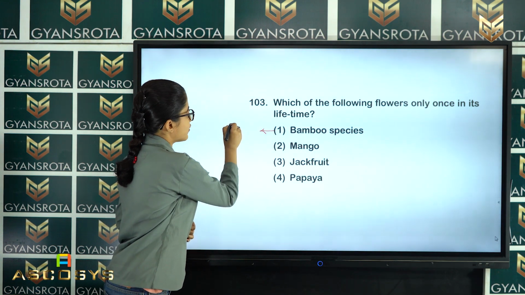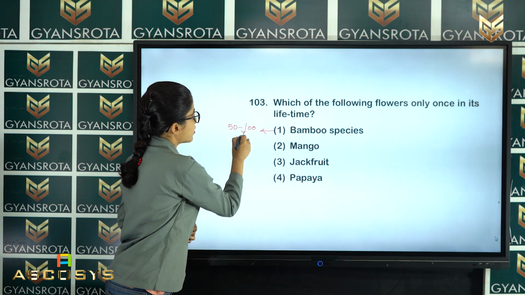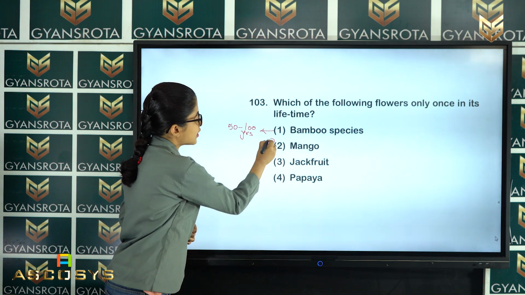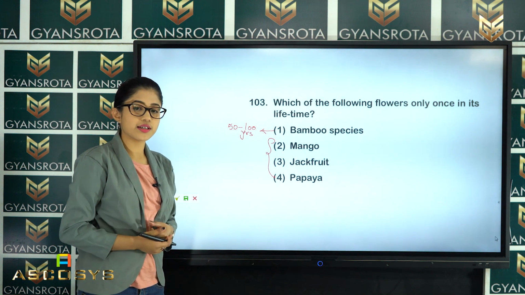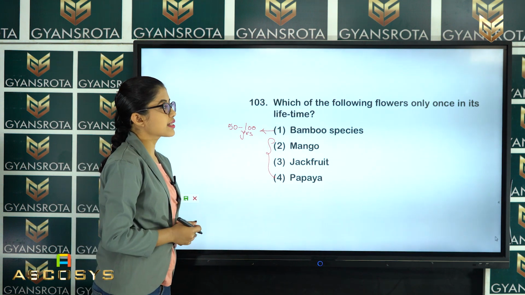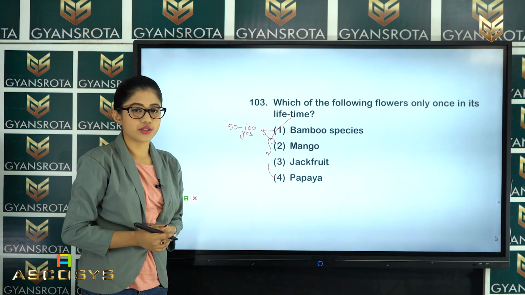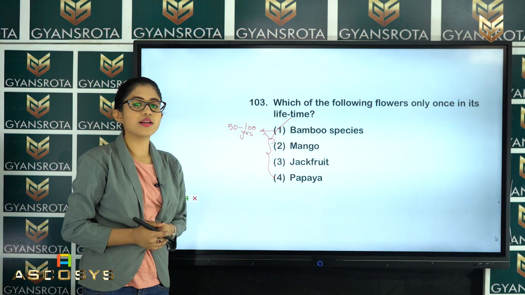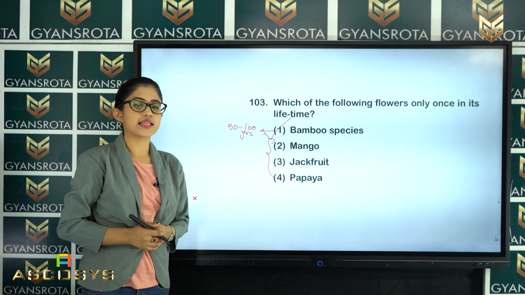Bamboo species flower once in 50 to 100 years, whereas the other species produce every year, right? So which among them is the correct option? That is option number 1. Bamboo species are the ones which flower once in their lifetime. Now let's see the next question.